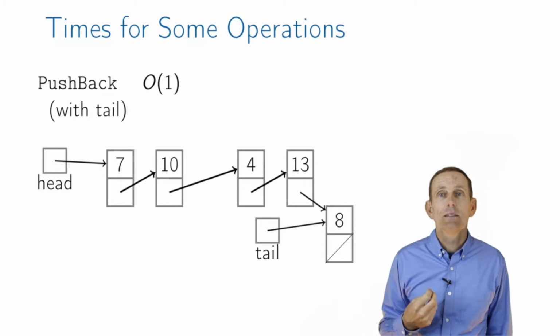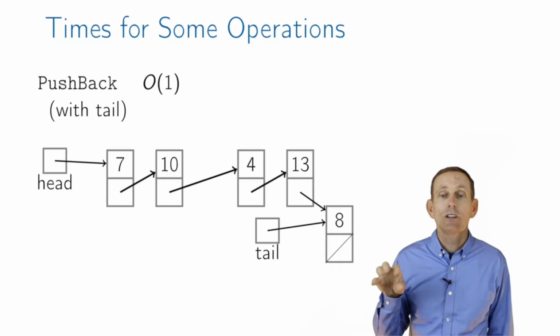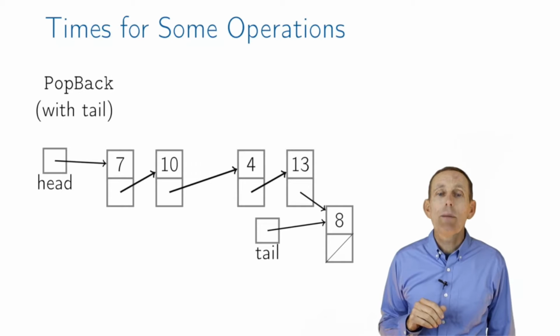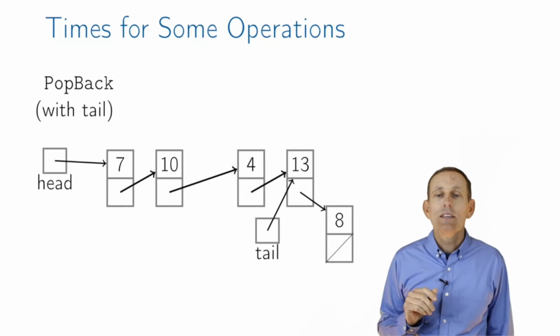Retrieving the last element, so a top back, is also an order 1 operation. We just go to the tail, find the element, return the key. If we want to pop the back, however, that's a little bit of an expensive operation. We are going to need to update the tail to point from 8 to 13. So we're at 8 right now, we want to go to 13.